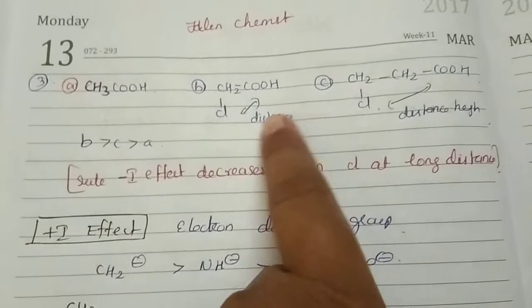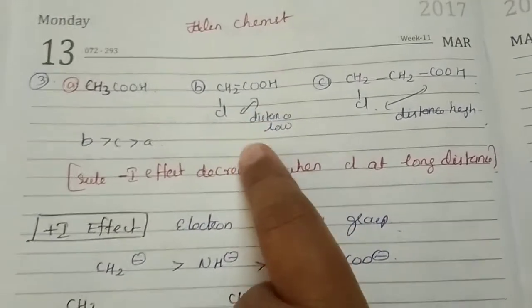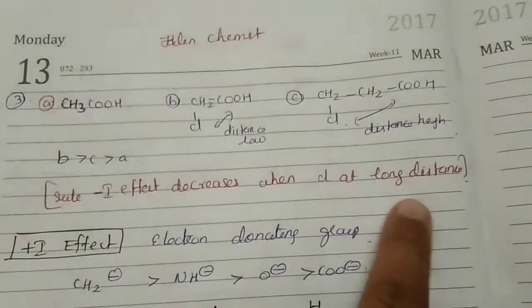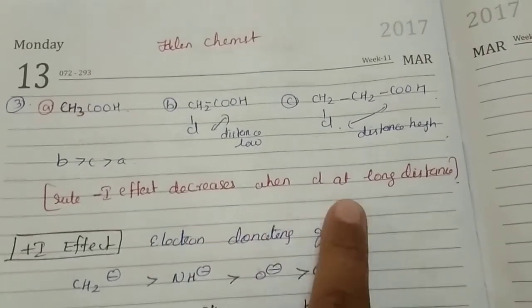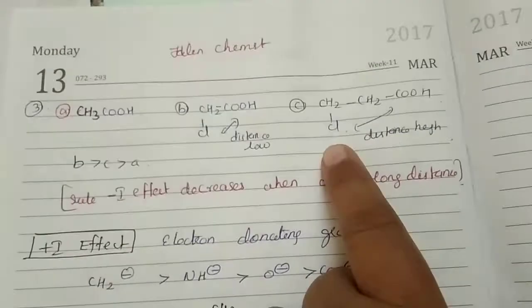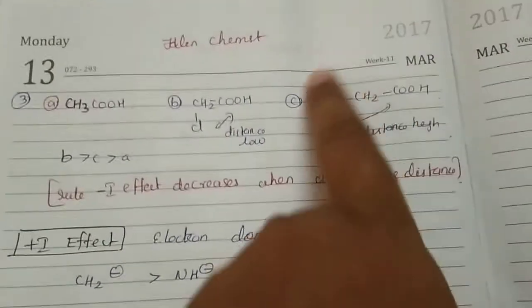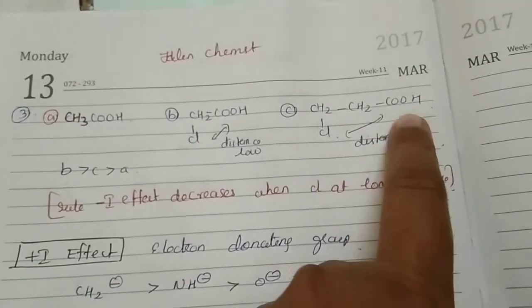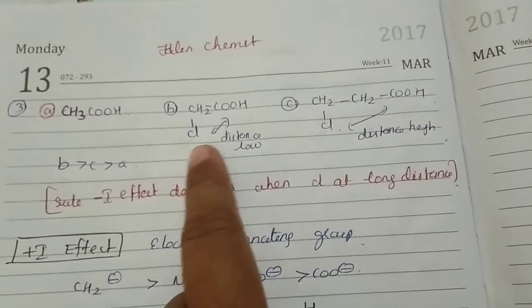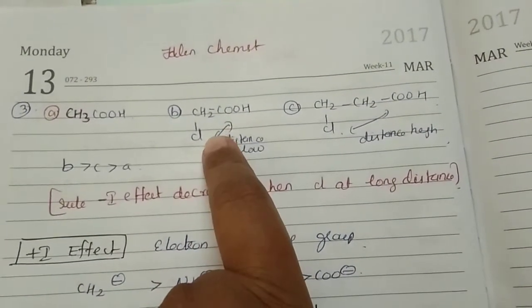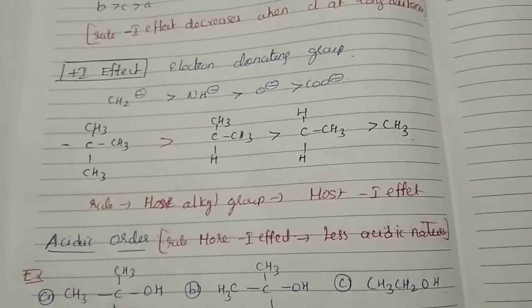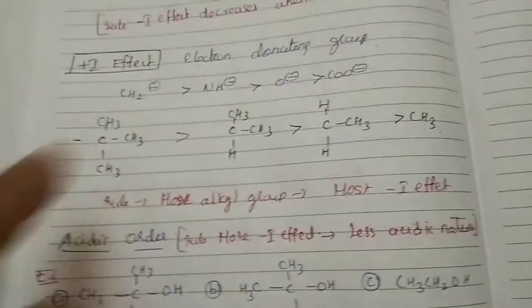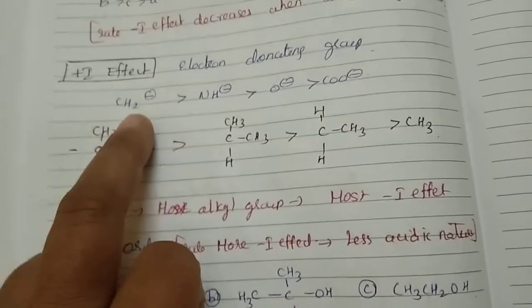So the distance is low. Minus I decreases when Cl is at a long distance. Okay. What is the rule? Minus I effect decreases when Cl is at a long distance. So Cl in option C is at a long distance from the COOH, but in B, Cl is at a lesser distance from COOH. So BCA. Next, plus I effect, electron donating group. So this is the order for minus effect.